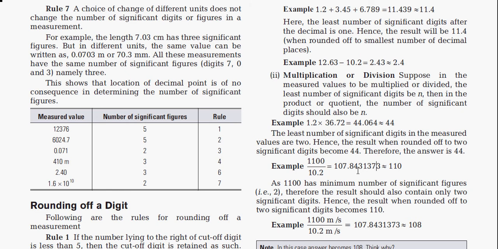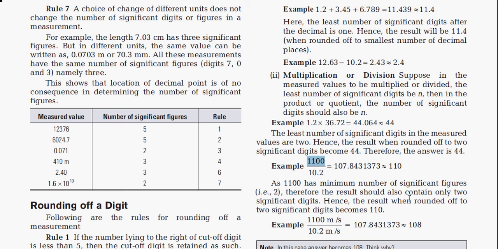1100 has a minimum number of significant figures of 2 only. Dear friend, you must remember the rule that if there are zeros on the right-hand side, we have to ignore those zeros if a decimal is not present. So in this situation, 10.2 will have 3 significant figures and 1100 will have 2 significant figures. Hence we round off 107 to 110. As the minimum number of significant figures is 2, the result should also contain only 2 significant figures. Hence the result when rounded off will give you 110.